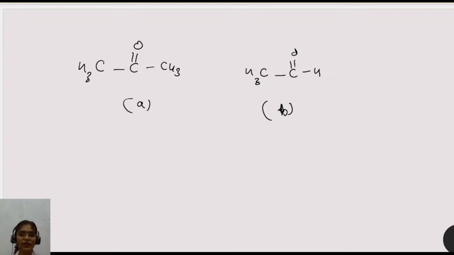A or B, which one is a better electrophile? I'm asking about an electrophile, not a nucleophile, okay? Which one is a better electrophile? What do you think? Electrophile means electron deficient. So check whether the aldehyde is deficient or the ketone is deficient.